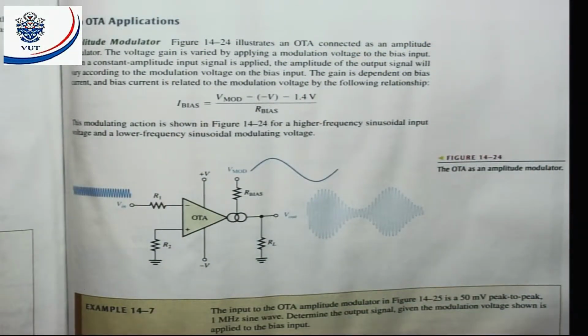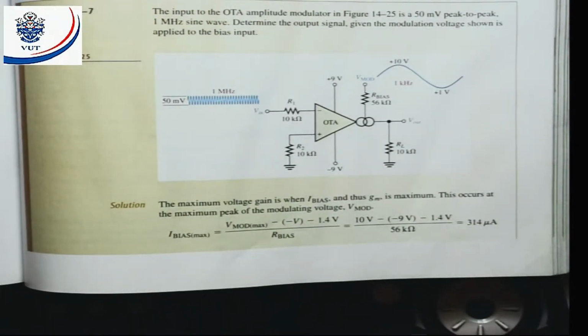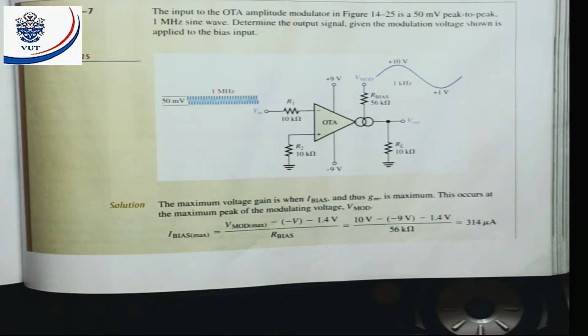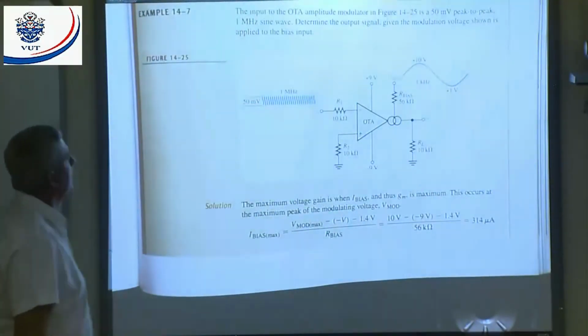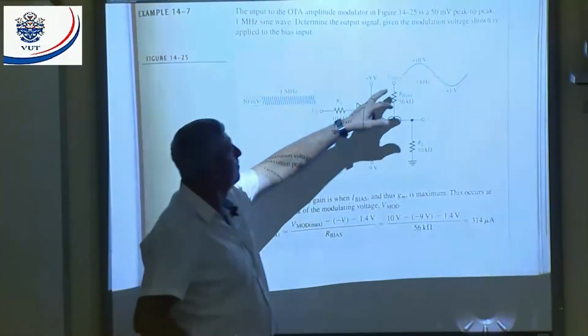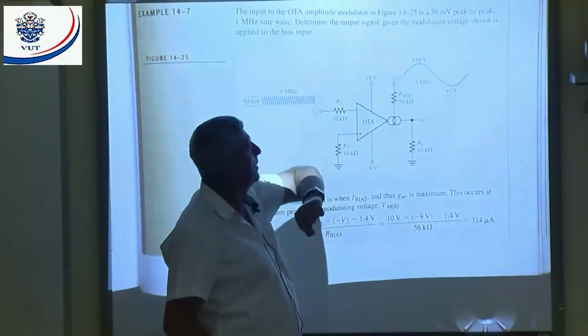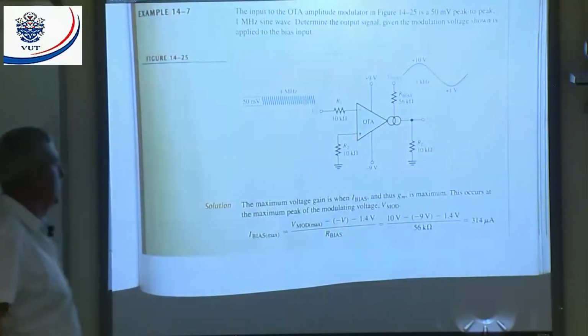Let's have a look at this example, a practical example. They say the input to an OTA amplitude modulator in figure 14.25 is a 50 millivolts peak to peak, 1 megahertz sine wave. All right. 50 millivolts, 1 megahertz, the peak to peak value. Determine the output signal given the modulator voltage shown is applied to the bias input. All right. Here's my modulated signal. It goes from a maximum of 10 volts to a minimum of plus 1 volt. Frequency 1 kilohertz. All right.